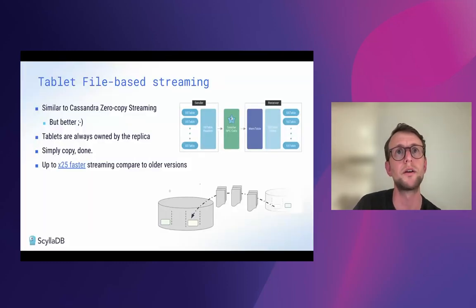So first, let's start with data movement and tablets. As part of the tablets technology, we basically rewrote streaming around the new tablet abstraction. So think of it as Cassandra's zero-copy streaming, only that we actually keep ownership metadata with the replica. So we never read, reserialize, or retransmit rows. We just copy SSTable files straight to the target node. What this means for you is up to 25 times faster streaming compared to previous Scylla versions.